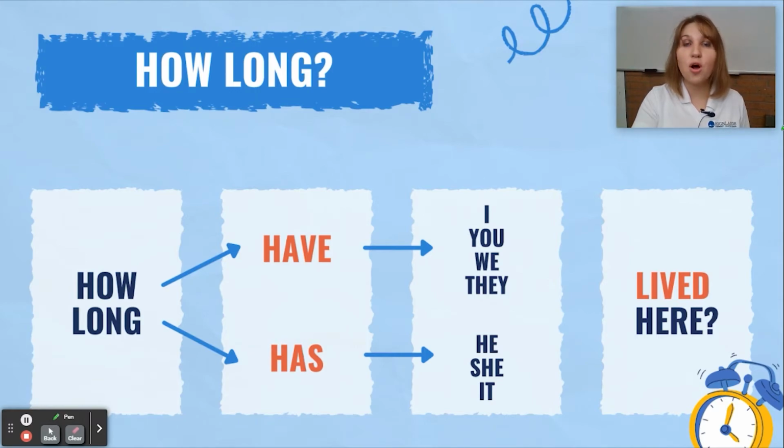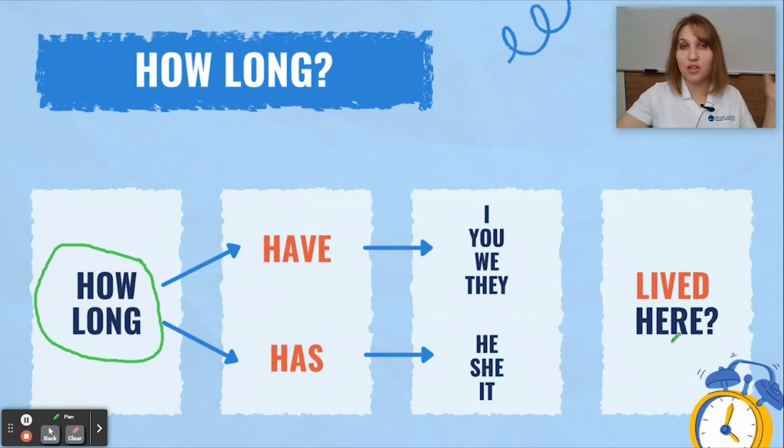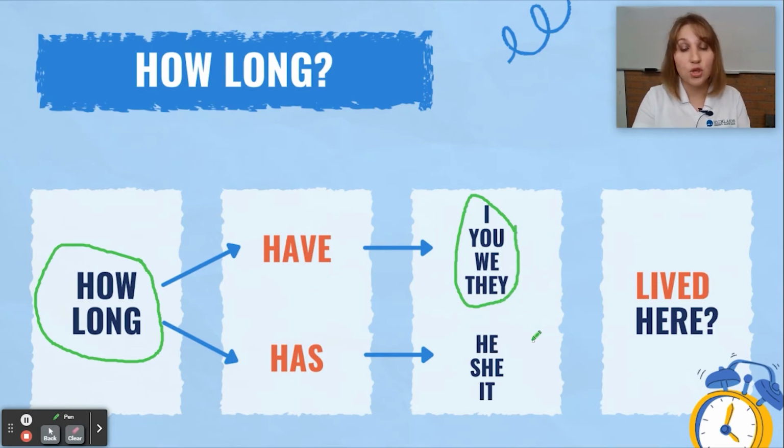Very often we would also ask about the specific form, which is how long. Again, the question will start with this specific form. How long have I lived here? So you're asking about the duration, the time, because the time could be answered in various forms. When you have I, you, we, they, you're using have. When you have he, she, and it, you're using has.